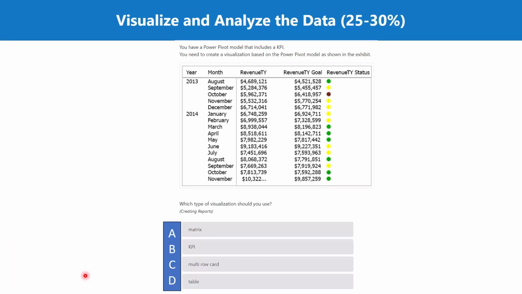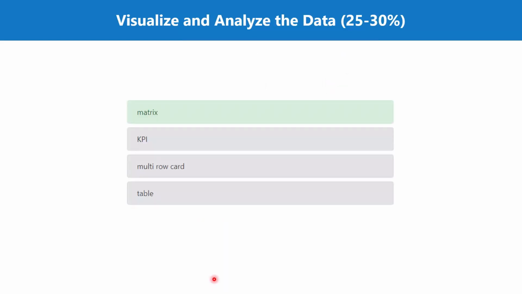Question 6. You have a power pivot model that includes a KPI. You need to create a visualization based on the power pivot model as shown in the exhibit. So this is the figure that is being referred to in the question. Which type of visualization should you use? And the four options are matrix, KPI, multi-row card, and table. So let's have a look at the correct answer. So the correct answer is the matrix visual.